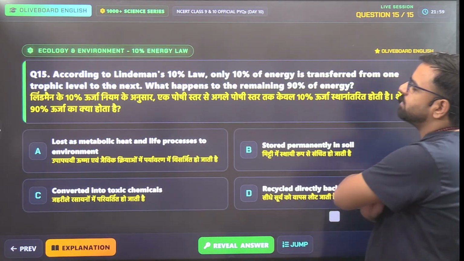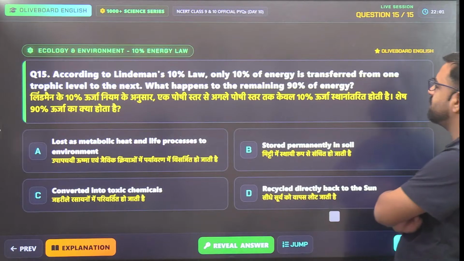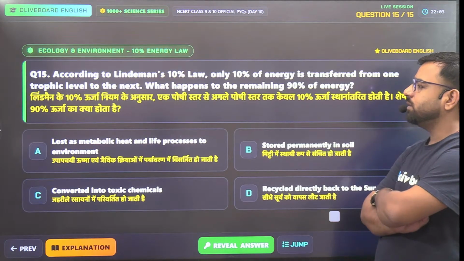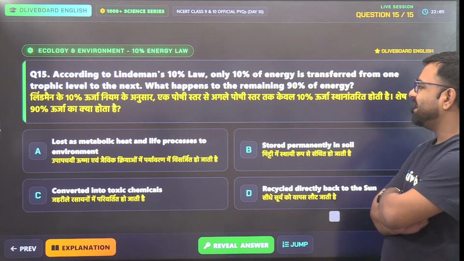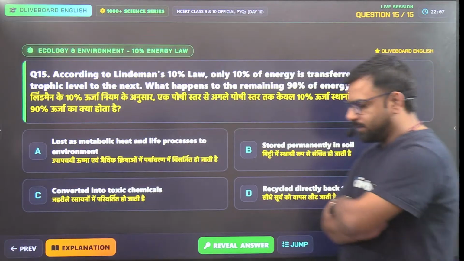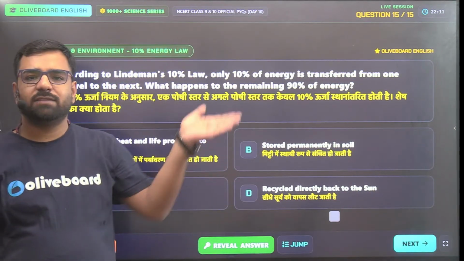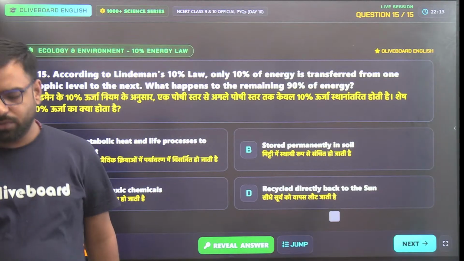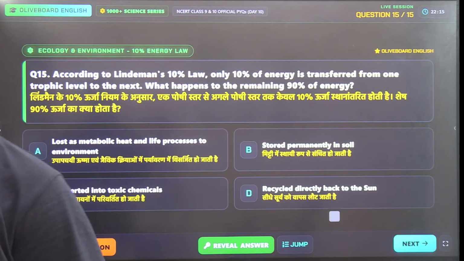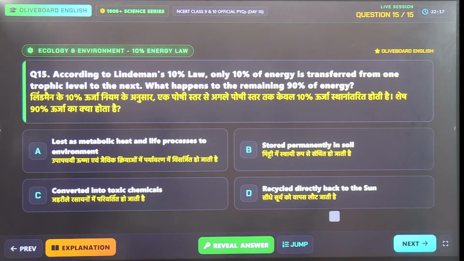According to Lindemann's 10% law, only 10% of energy is transferred from one trophic level to the next. What happens to the remaining 90% of the energy? As we know, if I make this energy pyramid, energy is lost as we move upwards, right? Please tell me what should be the correct answer according to you. Let me check. All the candidates who are present in the class, guys, this is one of the important questions.